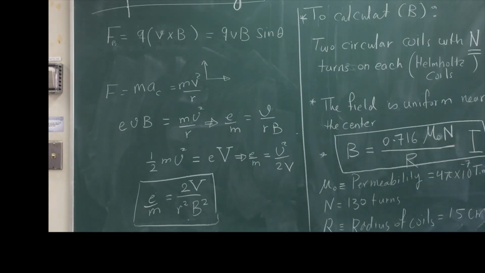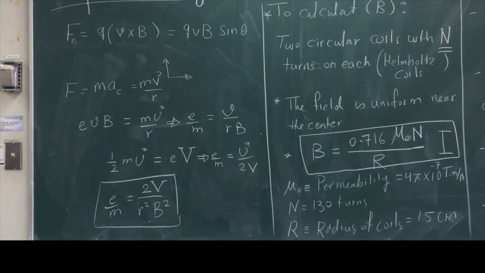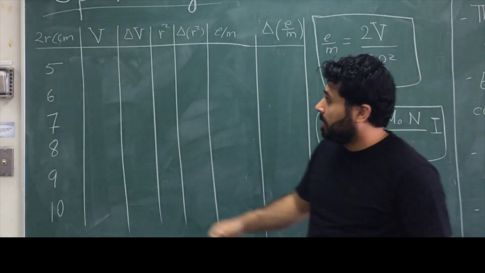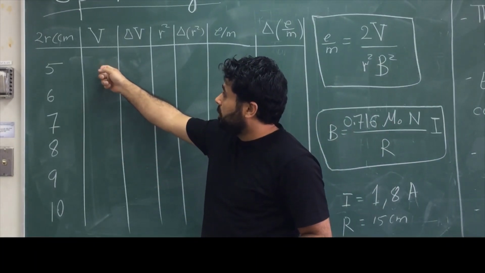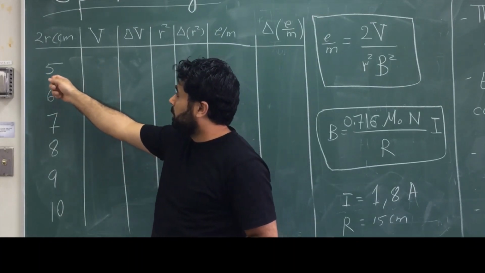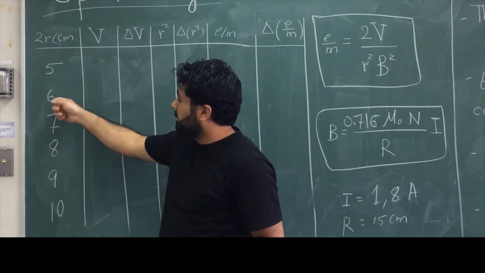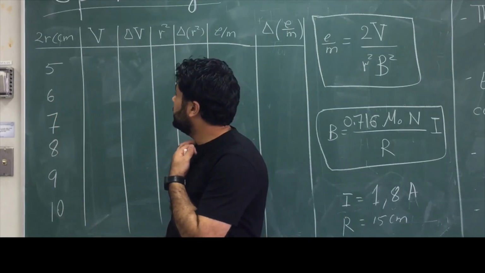Here mu naught is the permeability, and it's equal to 4 pi times 10 to the power minus 7 Tesla meter per ampere. N is equal to 130 turns, and R is the radius of the coils, and it's equal to 15 centimeters. Now experimentally, we will change the voltage until we hit specific 2Rs. For example, we will start with 5 centimeters. We will change the voltage until we reach 5 centimeters, then 6, 7, 8 until 10 centimeters.